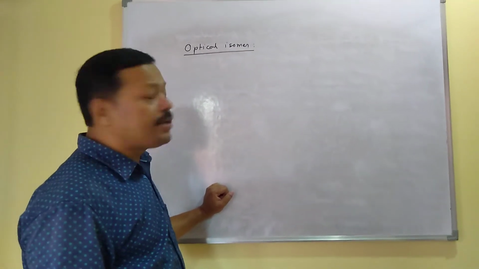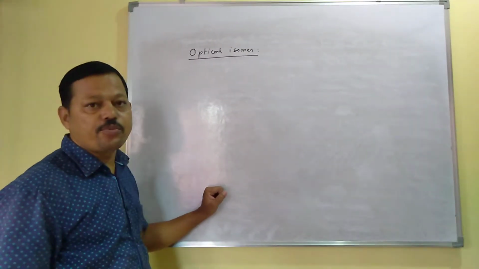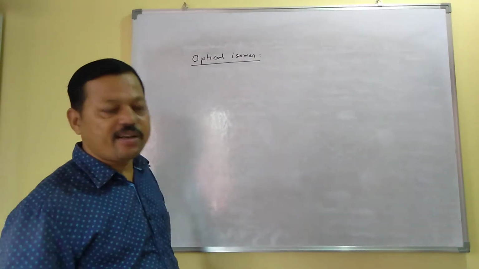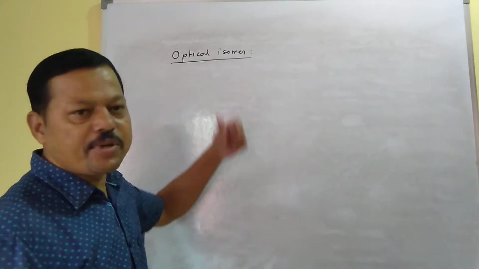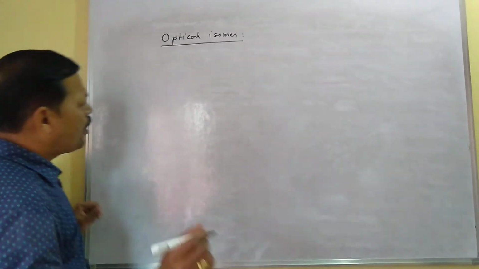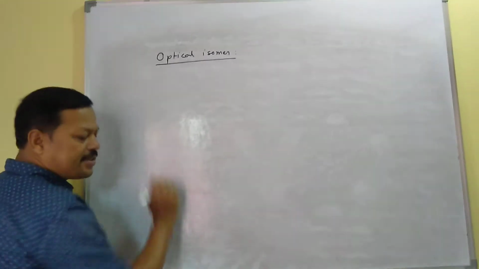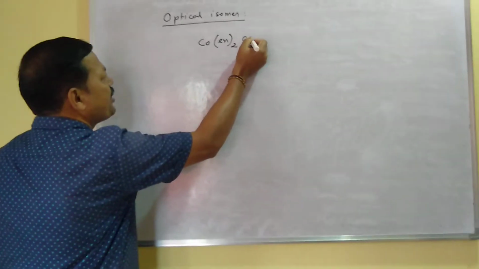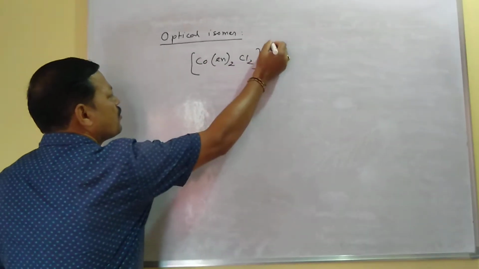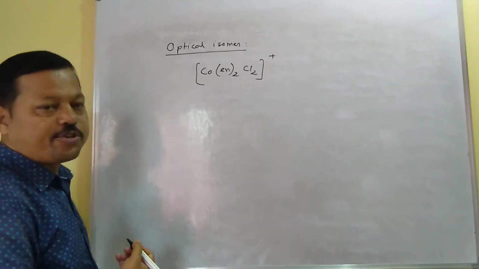Now another type of isomer, that is optical isomer. Optical isomer can also be shown by complexes, like geometrical isomer. This optical isomer is very simple. Let us consider one example. I will take this example to draw the optical isomers.